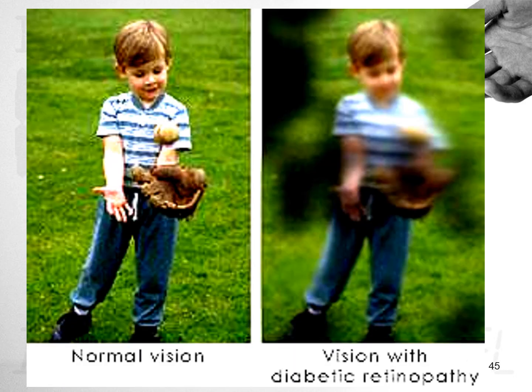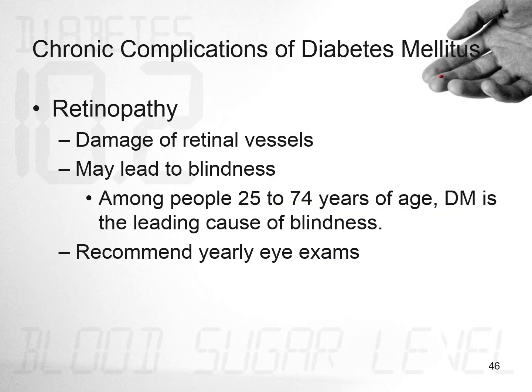So retinopathy in these patients, there's vision with diabetic retinopathy versus what one would see in normal vision. Retinopathy here is damage of retinal vessels that could lead to blindness. Among people 25 to 74 years of age, diabetes is the leading cause of blindness. They recommend yearly eye exams. Those eye exams also need to be done by a specialist, so an ophthalmologist would better serve those patients.